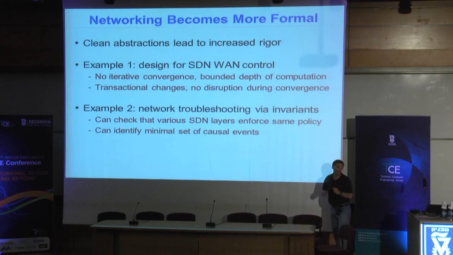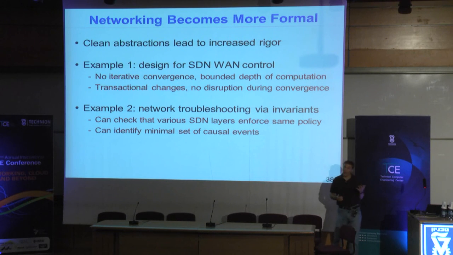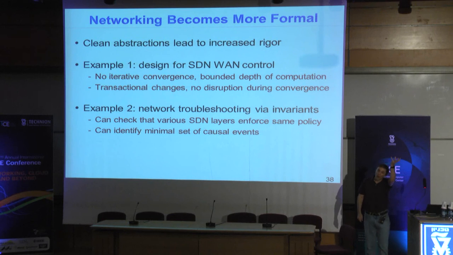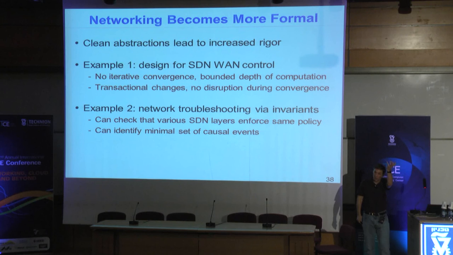The second example is network troubleshooting. I don't think there's anybody in the world who's happy with how hard it is to troubleshoot problems, particularly in a WAN setting. It's very hard to understand why something has gone wrong. Well, here you have the advantage, first of all, that you have an expression of what you wanted to have happen at a very high abstract level. In current networks, you have to go read the assembly code, i.e. the flow entries, to figure out what was trying to happen. Here you have a very high-level expression.